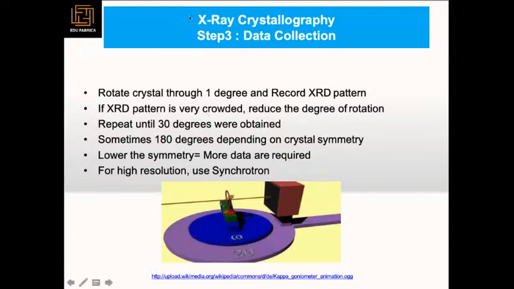Rotate the crystal through 1 degree and acquire the XRD pattern. If the XRD pattern is very crowded, reduce the degree of rotation. Repeat until 30 degrees are obtained, then sometimes up to 180 degrees, depending upon the crystal symmetry. The lower the symmetry, the more data required. For high resolution, use a synchrotron.